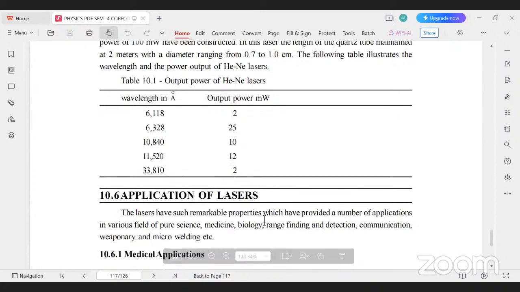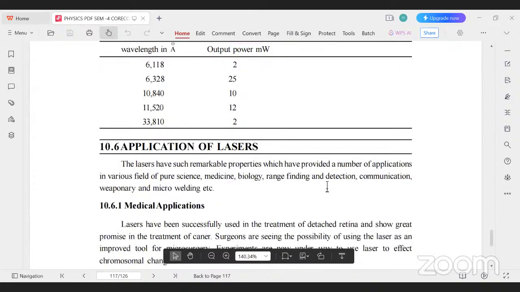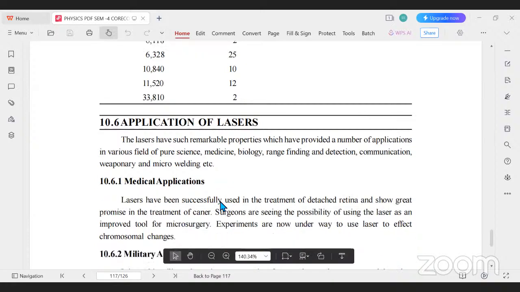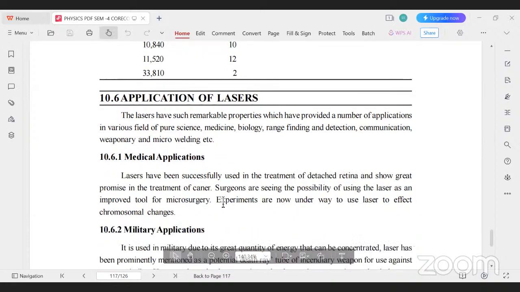So, applications of the laser. What are the applications? The laser has such remarkable properties which have provided a number of applications in various fields of science, medicine, biology, range finding and detection, communication, weaponry, micro welding, etc. So medical applications, where these medical applications are going to be useful.